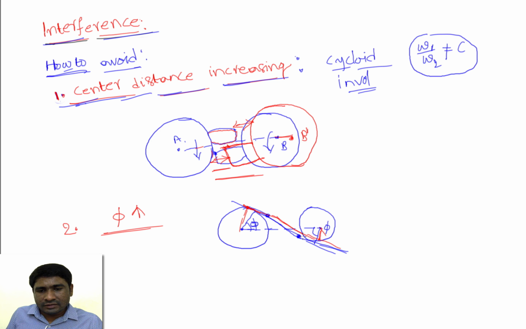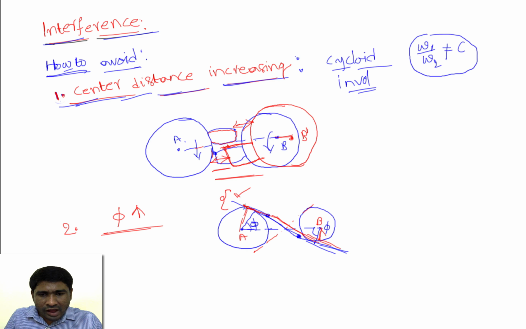But if the center distance between these two gears, A and B, is not changed, we cannot draw a common tangent, because at any given position for the two gears, we can draw only one tangent. Of course, one tangent in the opposite direction also we can draw. But if you consider only one direction, then we can draw only one tangent that is touching these two base circles.